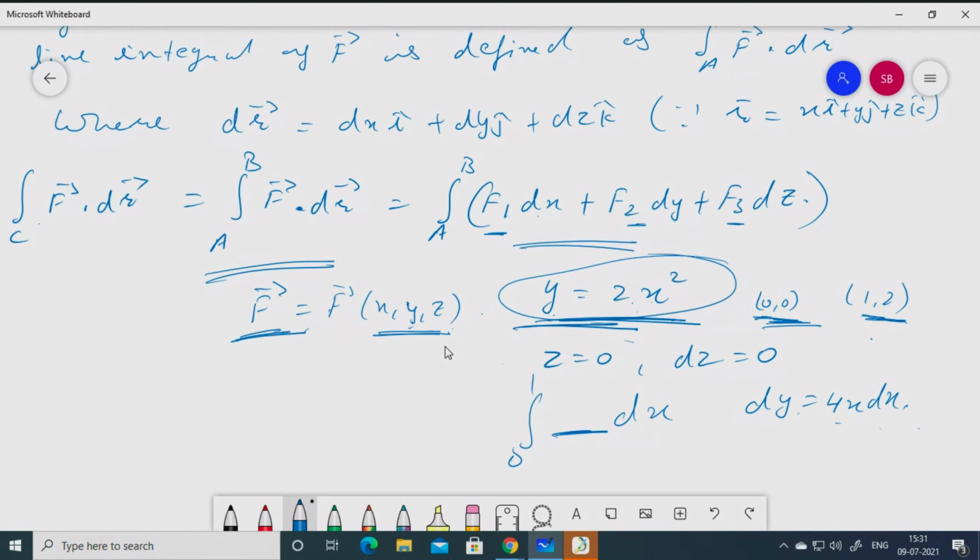In such cases, the problem will be given in the form of parametric equations of the curve. Parametric equation means x will be some function of t or any other variable, y will be some function of t, and z will be some function of t. So these are the parametric equations of the given curve. From this, what you need to do? Substitute x in terms of t, y in terms of t, z in terms of t. dx, dy, dz you can calculate from these relations itself.